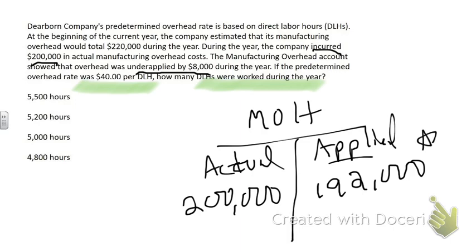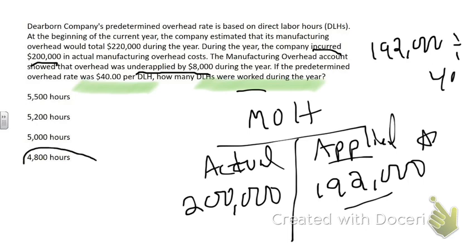Okay. So now the question is how many hours were worked during the year? Well, I know we applied $192,000. Okay, if we divide that by 40, because we know that each hour was $40, that's going to give us that we worked 4,800 hours. Okay, that's how much we applied. We applied 192,000 at $40 an hour, so they must have worked 4,800 hours.